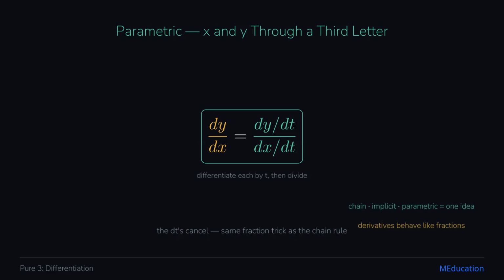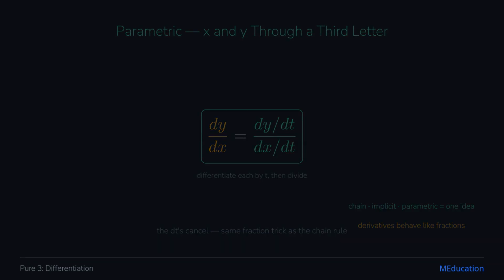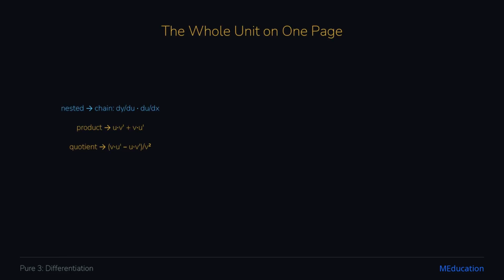And notice the thread running through all of it. Chain, implicit, parametric, they are the same single idea, the chain rule, wearing 3 different costumes. Master the notion that derivatives multiply and divide like fractions, and the whole unit stops being 5 rules and becomes basically 1. Here is the whole unit as one poster.